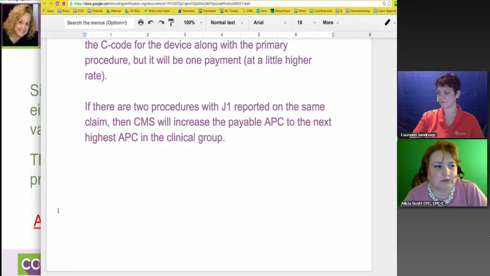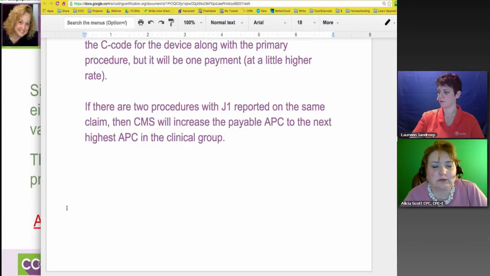Now, if you're doing a couple of procedures where you have J1 indicators on a couple of CPT codes, what they'll do is bump up to the next highest APC level so that you get paid at the higher rate. But you're not going to get paid separately. You're just going to get bumped up.